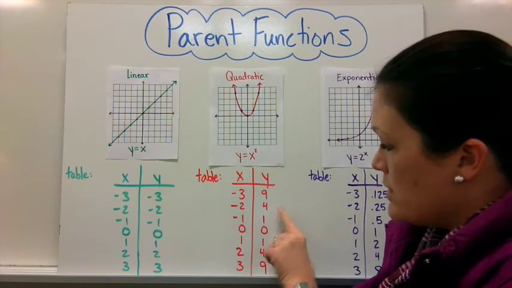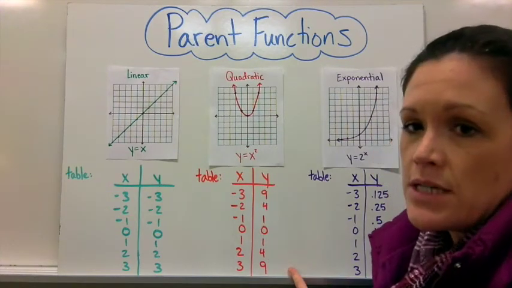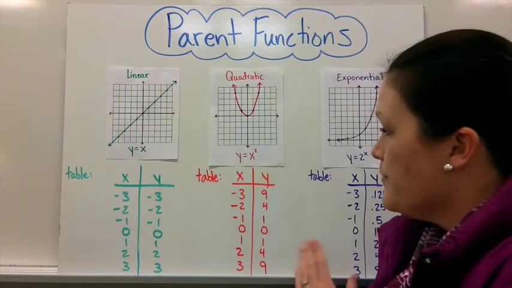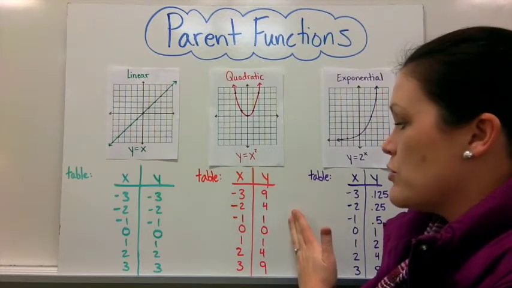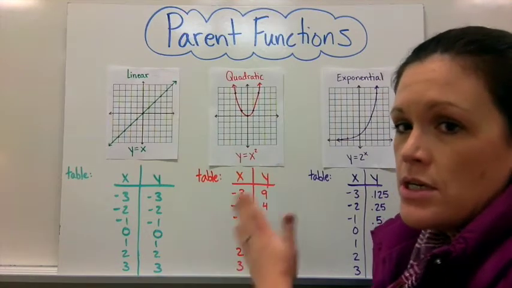So we have the 1s, the 4s, and the 9s. And it helps us to find the vertex when we have a nice even vertex. We can find that in the table on our calculator. But anyway, quadratic is symmetrical. Linear is really basic, constant rate of change, not symmetrical.